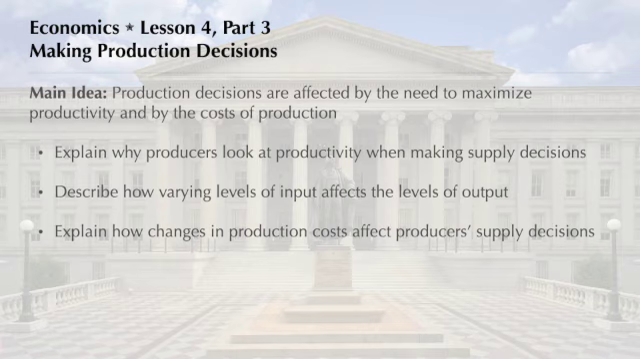The main idea behind this economics lesson is production decisions are affected by the need to maximize productivity and by the costs of production. With that in mind, by the end of watching this video, you'll be able to explain why producers look at productivity when making supply decisions, describe how varying levels of input affects the level of output, and explain how changes in production costs affect producers' supply decisions.